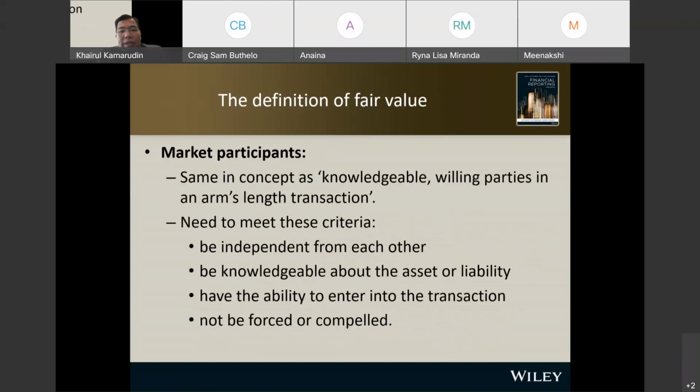So what is market participant? The third element, same concept as knowledgeable. Willing parties in arm's length transactions. Arm's length means it's not between you and your immediate family or your immediate group. They need to meet these criteria: be independent, be knowledgeable about the asset or liability, have the ability to enter into the transaction, not be forced or compelled. So this is what we call a market participant.